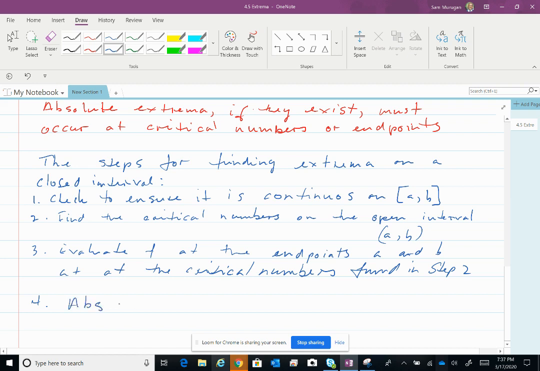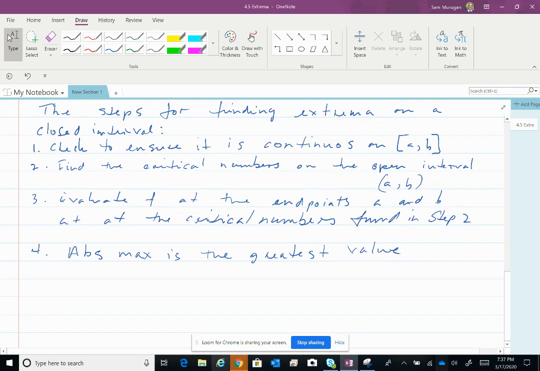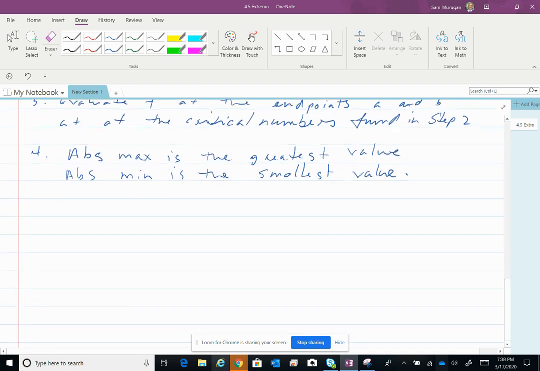Absolute max is the greatest value, and absolute minimum is the smallest value. Now, all these problems are substitution and just calculating. After you find the critical numbers, all we would need to do is substitute numbers.